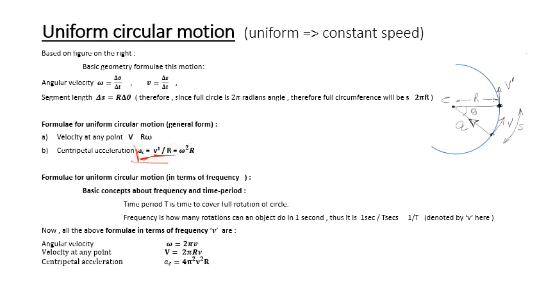Okay, just remember this. Also, the velocity, or the speed around the circumference, can also be written as r omega. R into angular velocity will give you the speed of the object as it moves around the circumference.